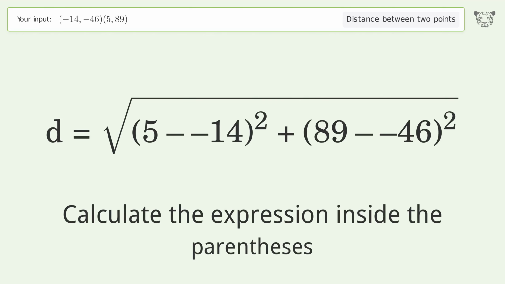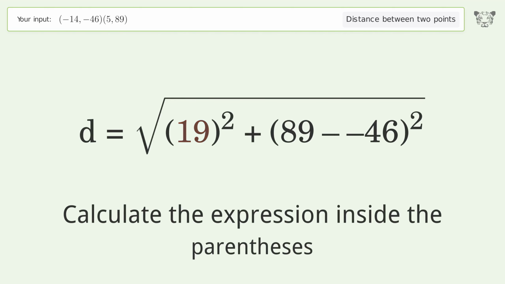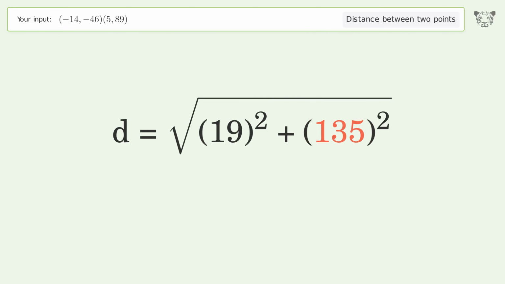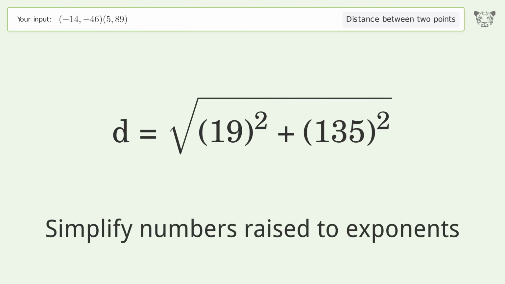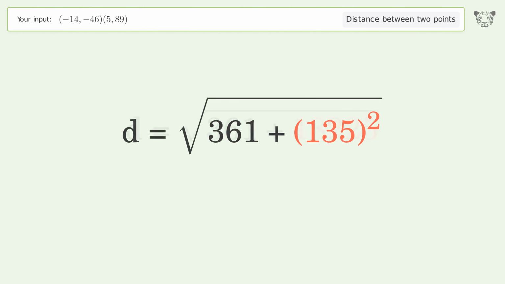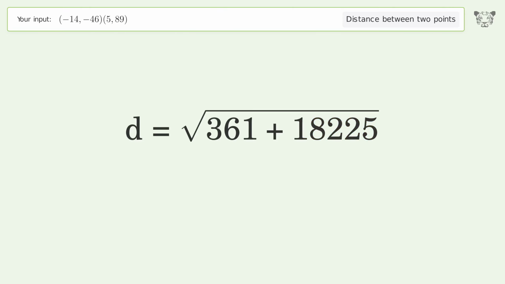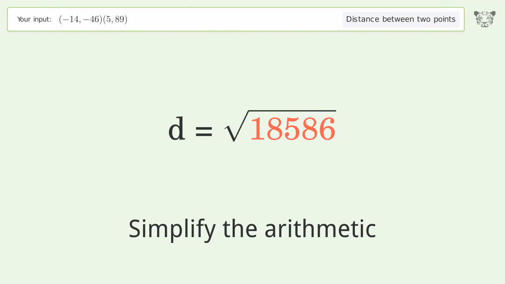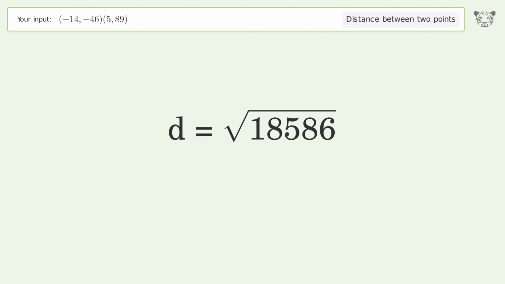Calculate the expression inside the parentheses. Simplify numbers raised to exponents. Simplify the arithmetic. And so the distance between the 2 points is the square root of 18,586, or 136.33.